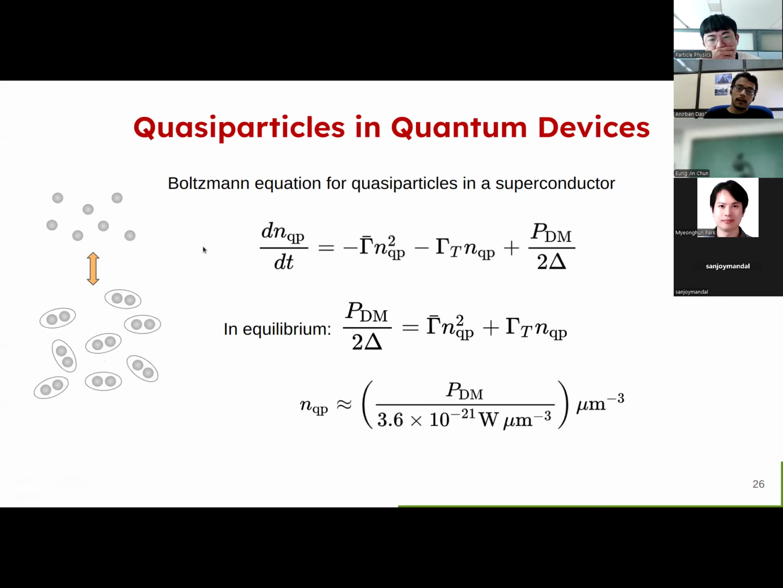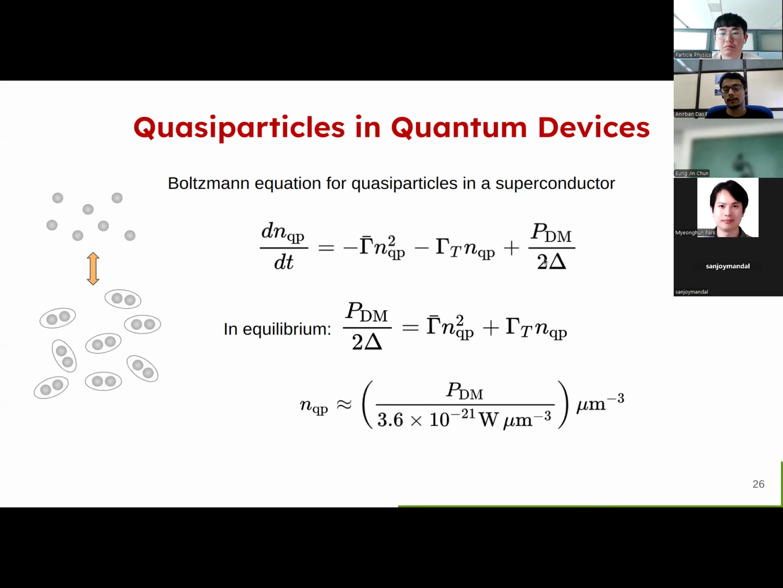And in equilibrium, actually not in equilibrium, in general, you can write down this Boltzmann equation for the change in the number density of these quasi-particles. So these terms are for different source terms. This one is for when two quasi-particles recombine, they form a Cooper pair. This is for trapping, where the quasi-particles get trapped into some other source in the system. And this one is for if there is any additional energy source in your system.